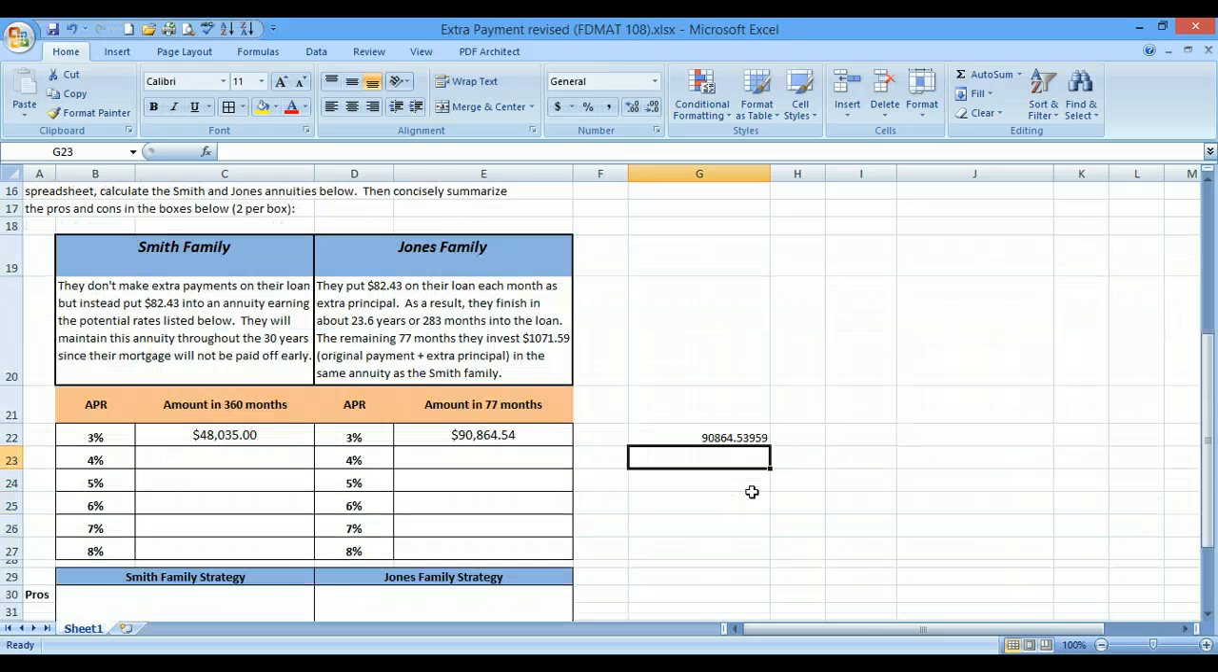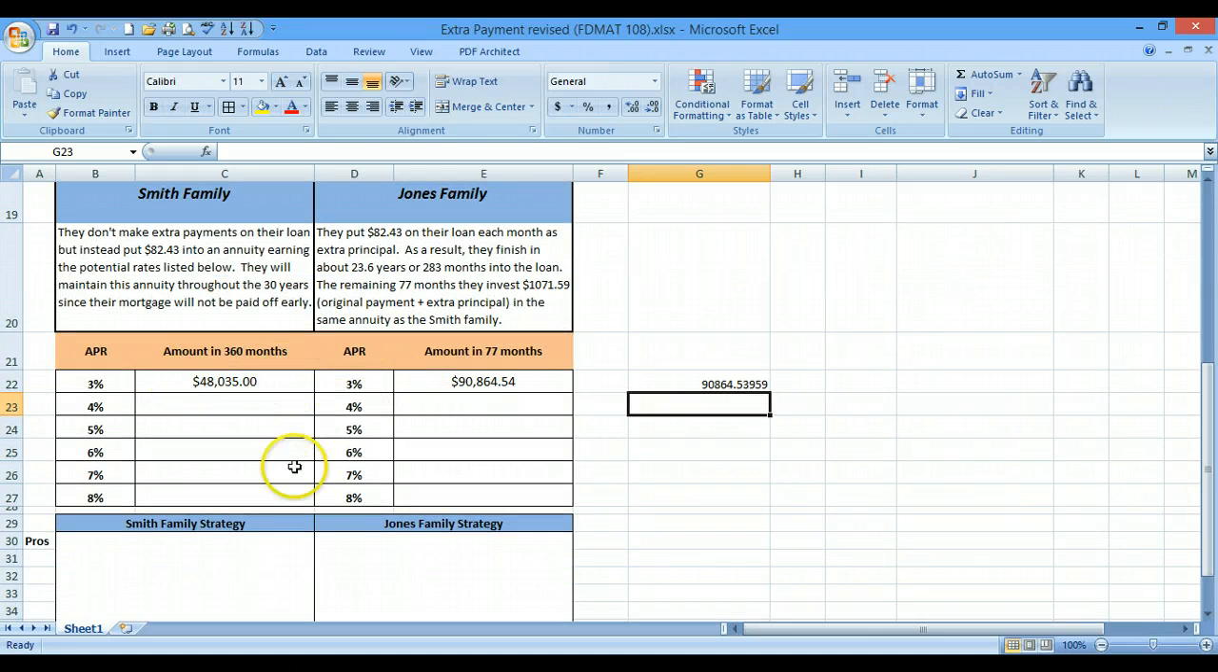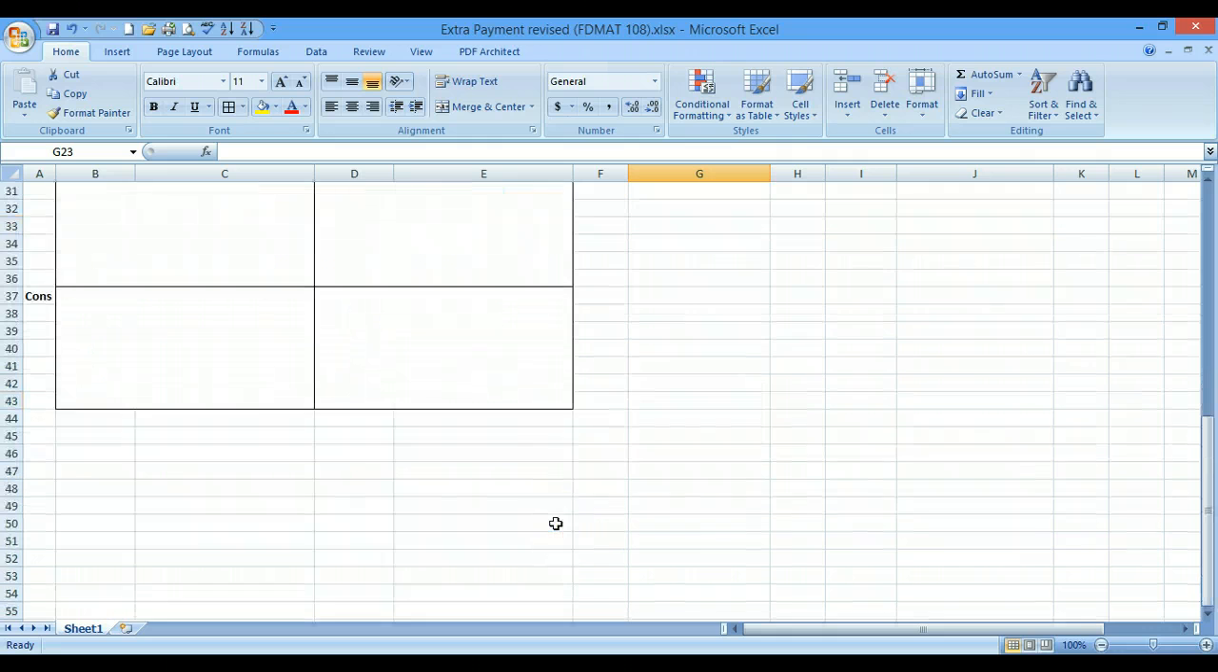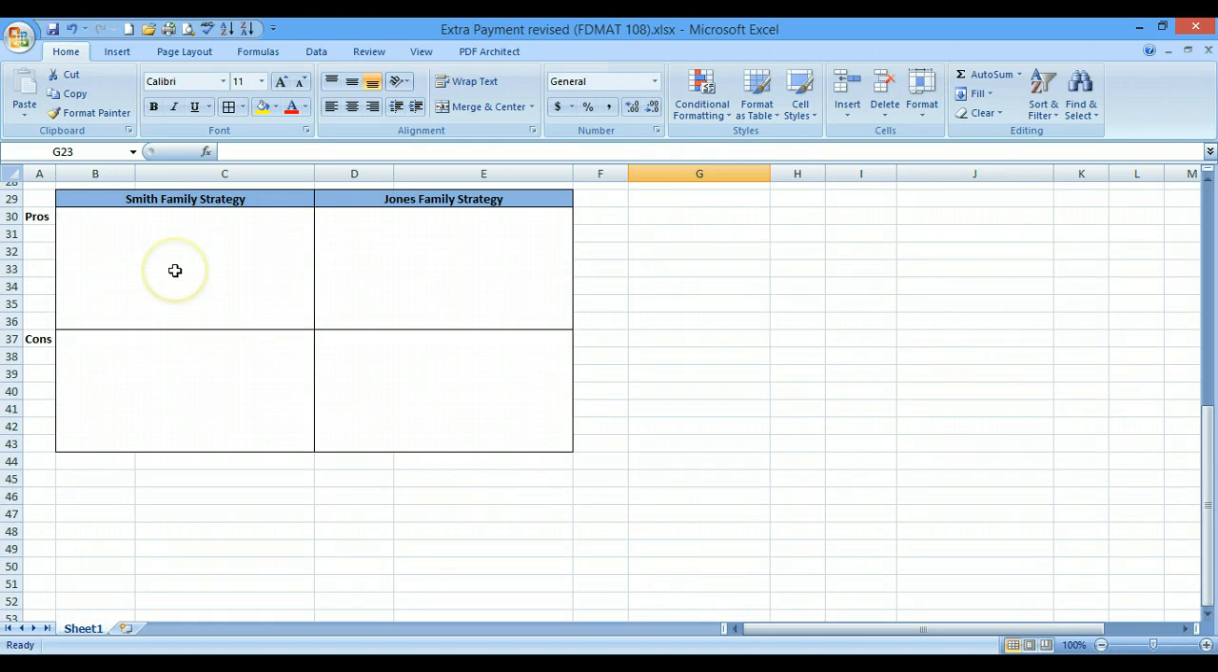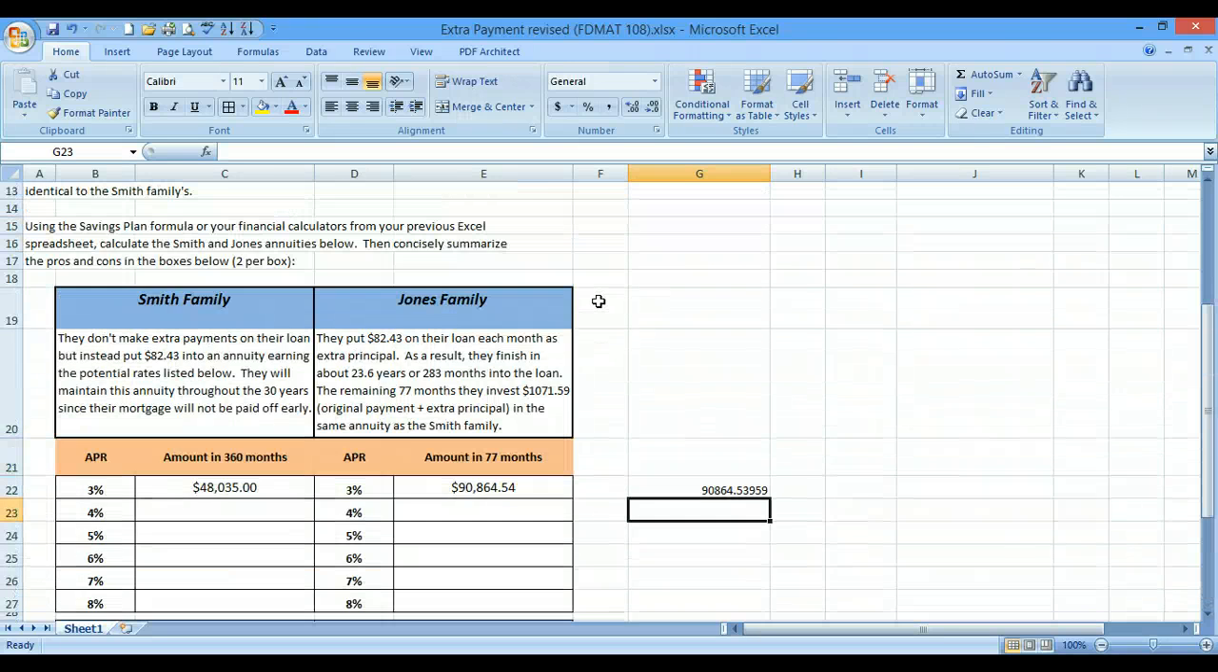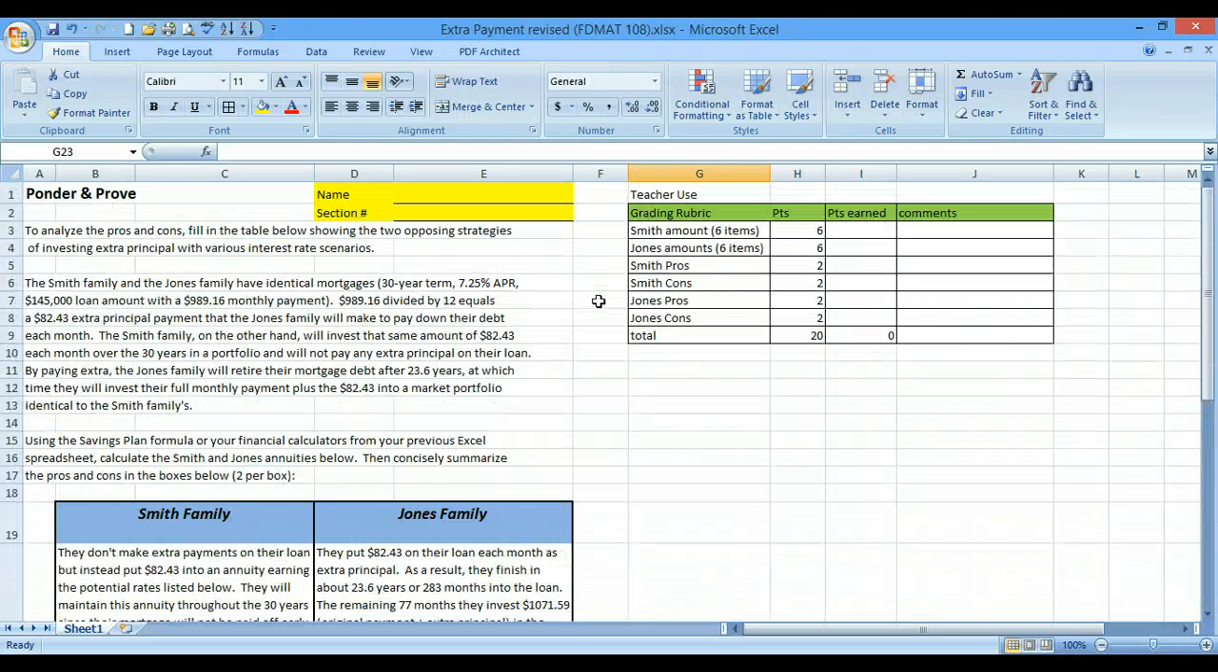So you have two options. Once you have it filled in, click and drag so that you fill in the rest of these percentages. Then talk about the pros and the cons for the Smith family and the Jones family, and you can use any of the references that we've given you up to this point. You can talk about counsel from profits or the financial calculators. Any information, you can even go do a little studying on your own.